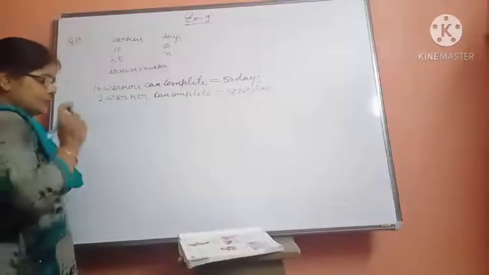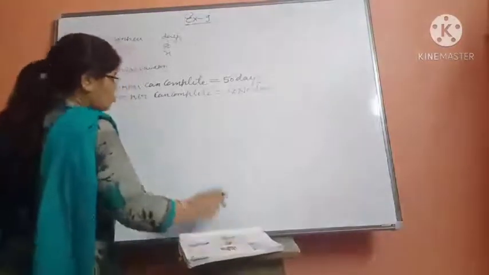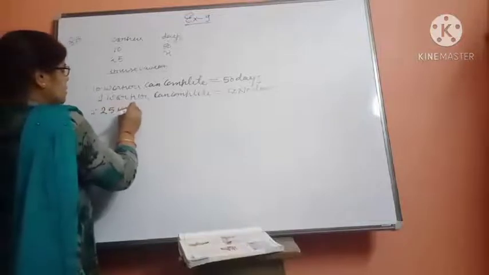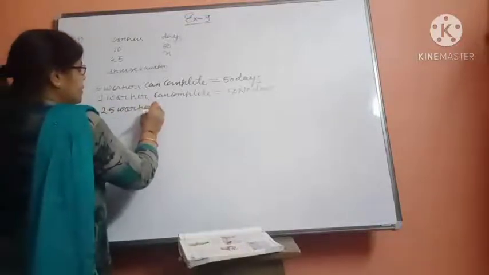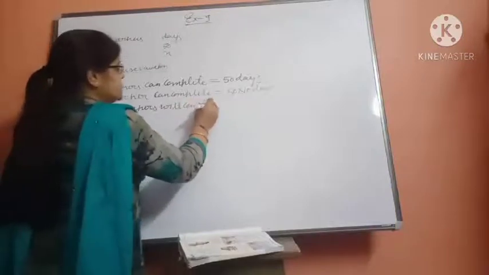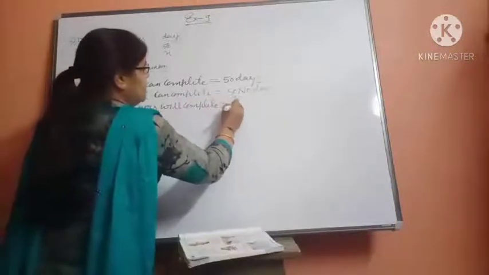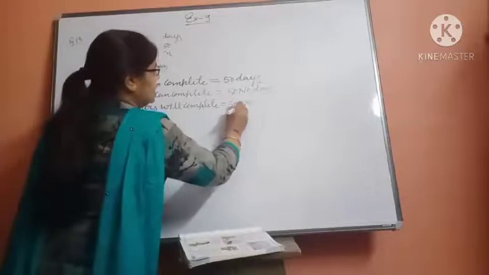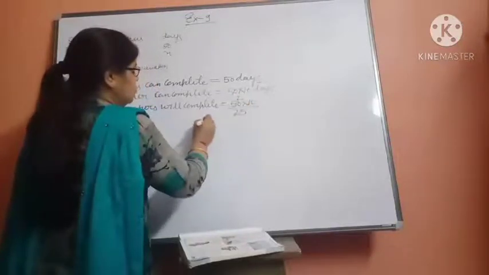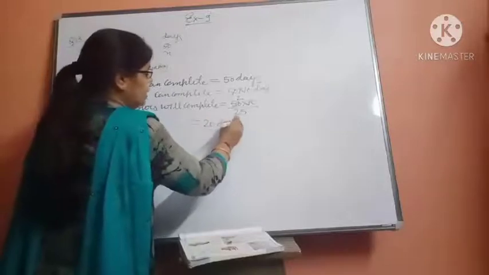Now he is saying that 25 workers will complete in how many days? See that now. 50 into 10 divided by 25. So 25 twos are 50, 10 twos are 20 days. So in how many days will they complete?